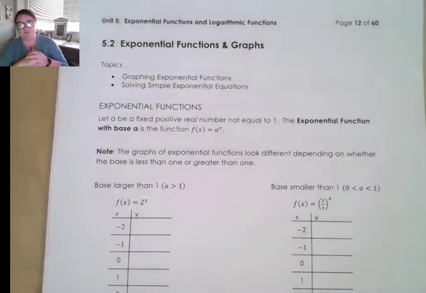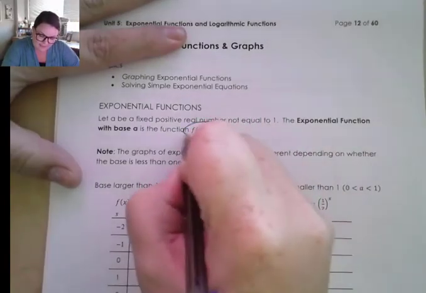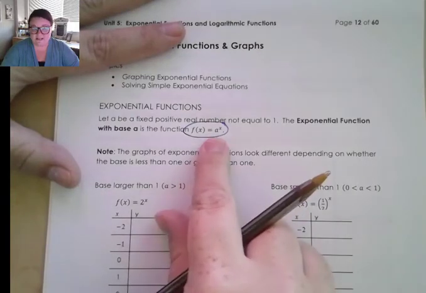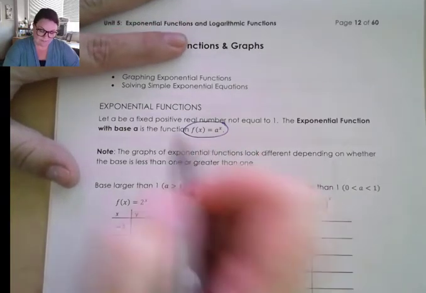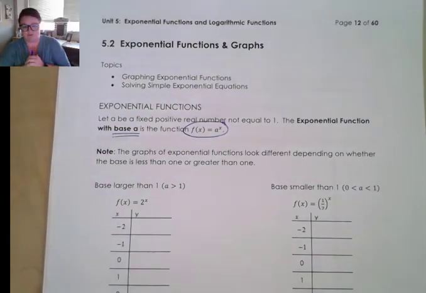All right, moving on to section 5.2 now. We are going to be looking at exponential functions and their graphs. So exponential functions look something like f of x is equal to a to the x power. And this can vary very significantly based on whatever exponential base you're using.